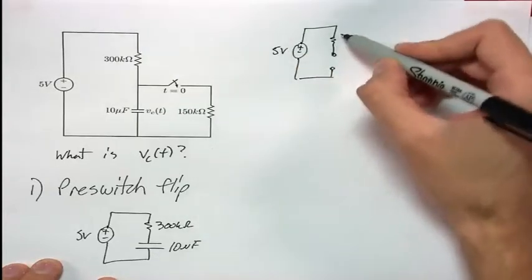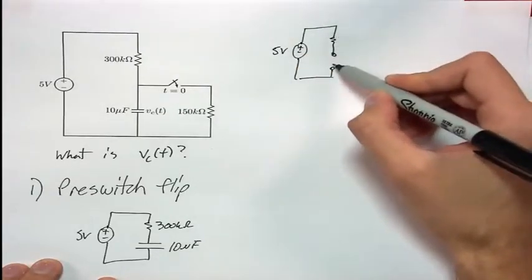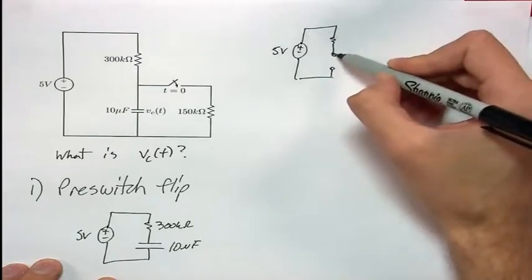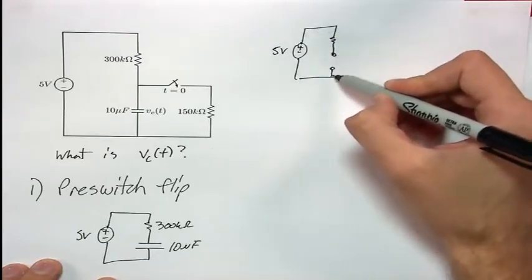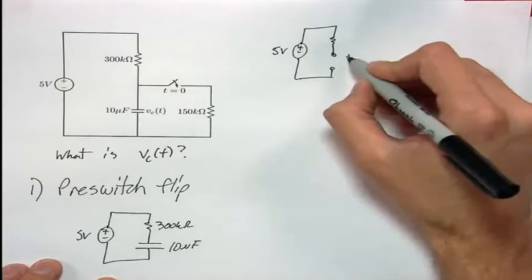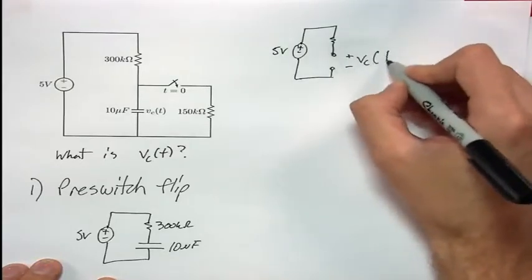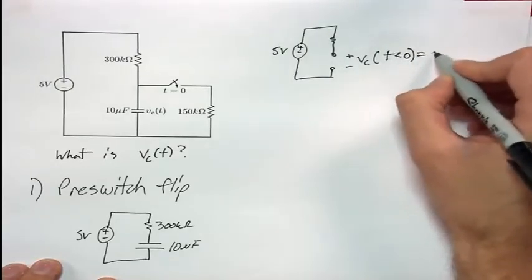So really quickly, we know that there's no current because of the open circuit, so this top node has to have a voltage of 5 relative to this bottom node. So the voltage across here, Vc for t less than 0, is 5 volts.